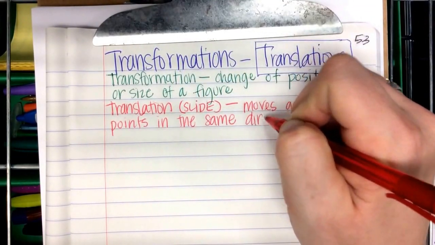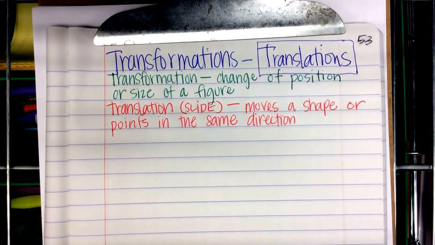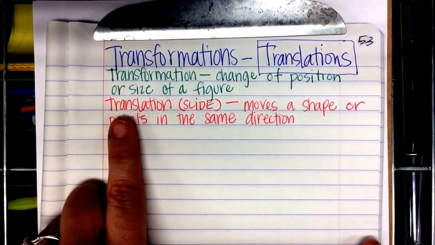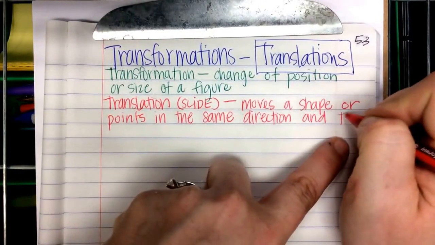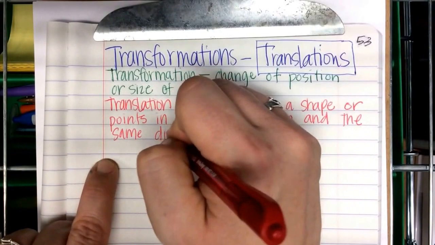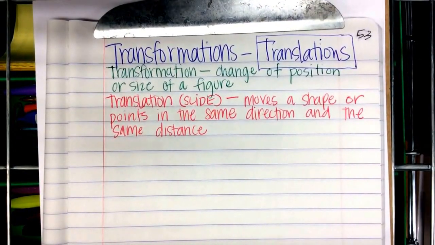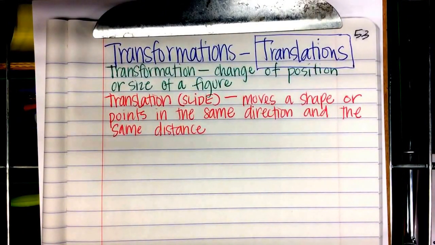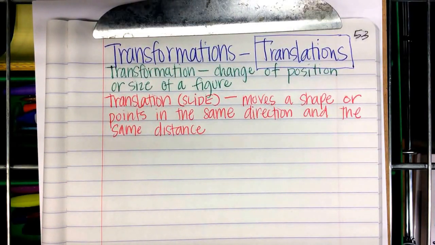In the same direction. You're going to move a shape or a point, a dot, in the same direction and the same distance. Moves a shape or a point in the same direction and the same distance. So the same as every time. So if my rule is 3 to the left and 2 up, every dot is going to go 3 to the left, the direction, and 2 up, the same distance, 3 and 2. So there's going to be a rule that we have to follow.